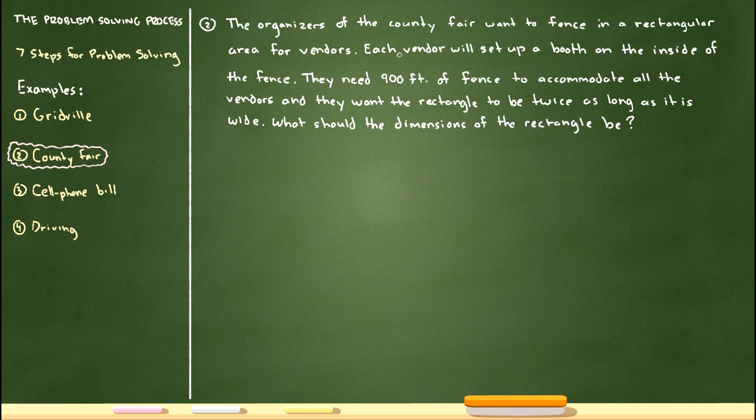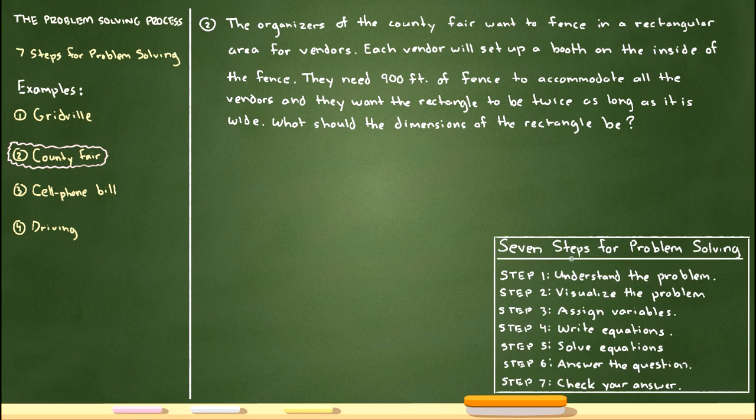We have the organizers of the county fair want to fence in a rectangular area for vendors. Okay, so each vendor will set up a booth on the inside of the fence. They need 900 feet of fence to accommodate all the vendors, and they want the rectangle to be twice as long as it is wide. So what should the dimensions of the rectangle be? Okay, let me go back to the 7 steps. Let's refer to the 7 steps for the problem solving again.